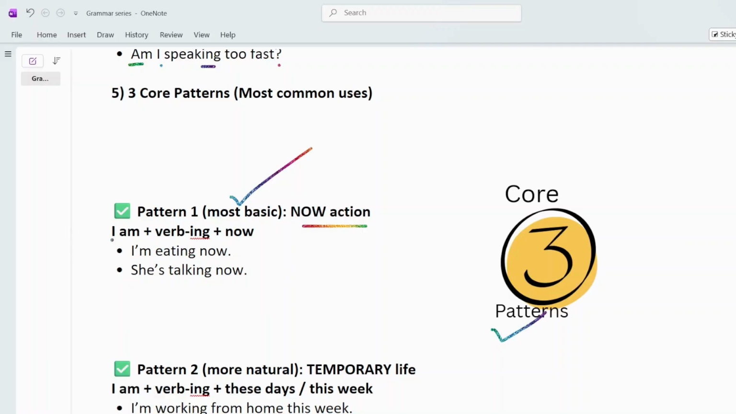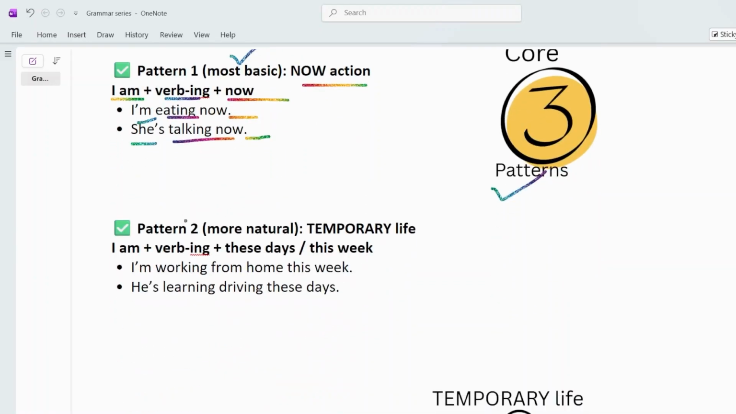For example, I am, verb in the ing form, and now. Okay, so I am eating now. She is talking now. Very basic. Now let's move on to pattern number two.